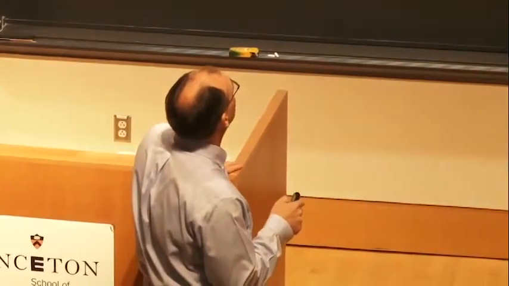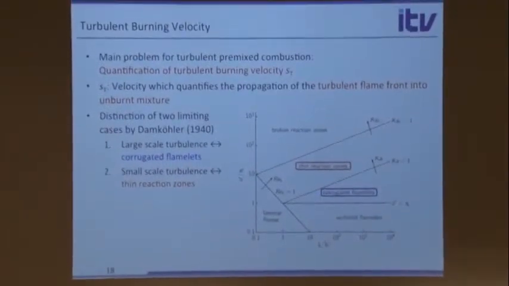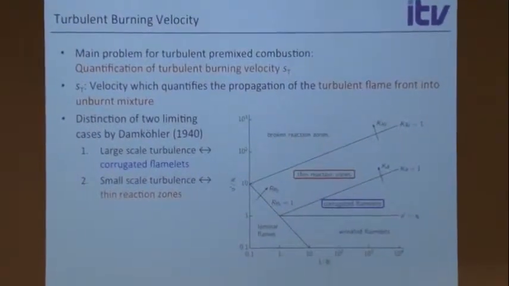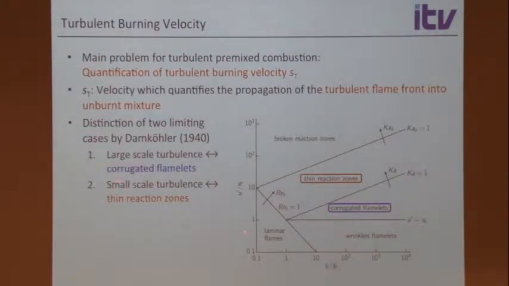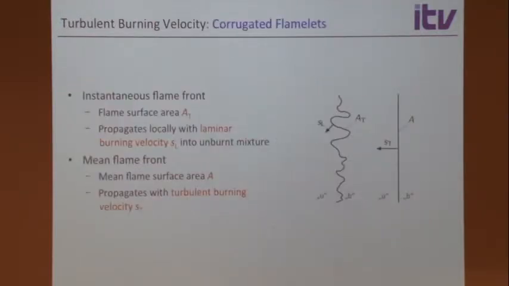Anyway, so he came up with two different models. He called the large-scale turbulence limit. We can identify this now with what we call the corrugated flamelet regime. And the second one here is what he called the small-scale turbulence limit, and that's what we identify now, what we call now the thin reaction zones regime. So this is what he did.